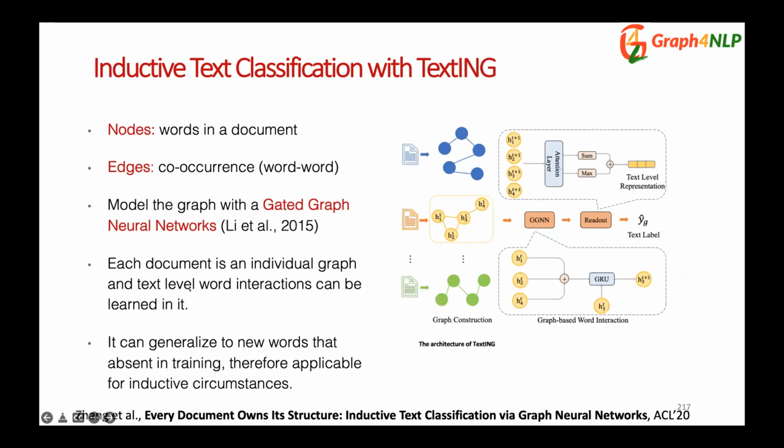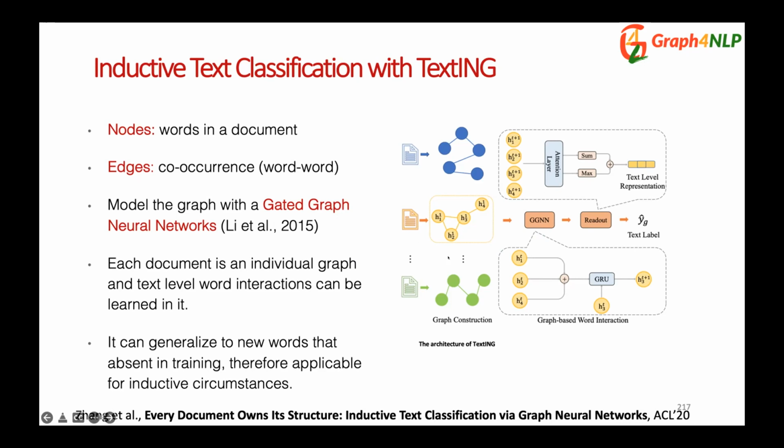And in this work, they consider performing inductive text classification with TextING. Here the nodes are words in a document, and edges are the co-occurrence of word pairs. They model the graph with a gated graph neural network. Each document is an inductive graph, and text-level word interactions can be learned in it. It can generalize to new words that are absent in training, so it's applicable to inductive circumstances.